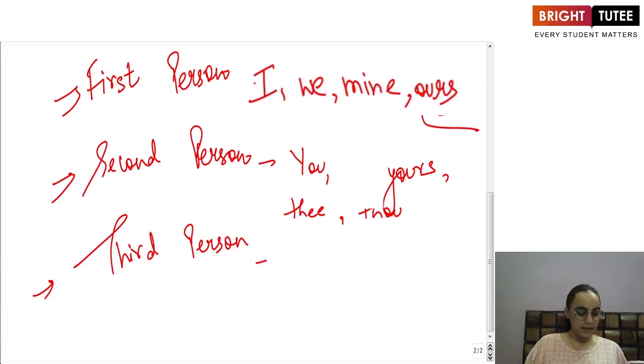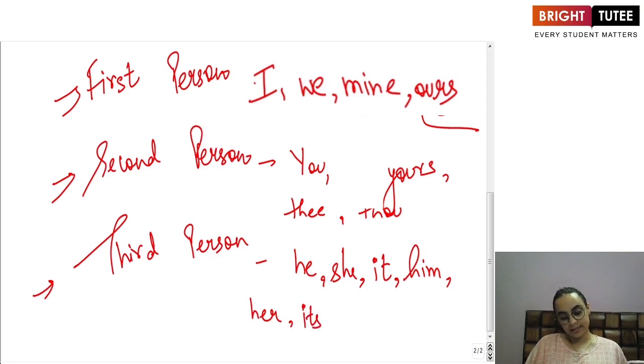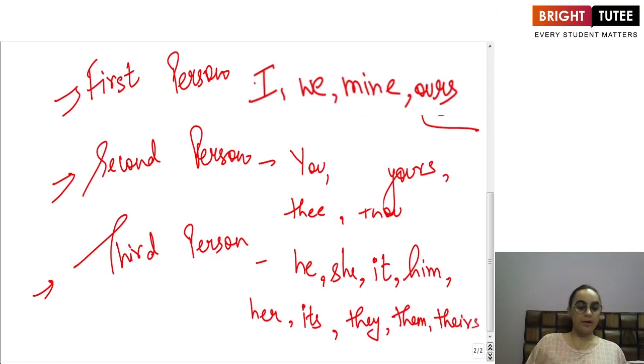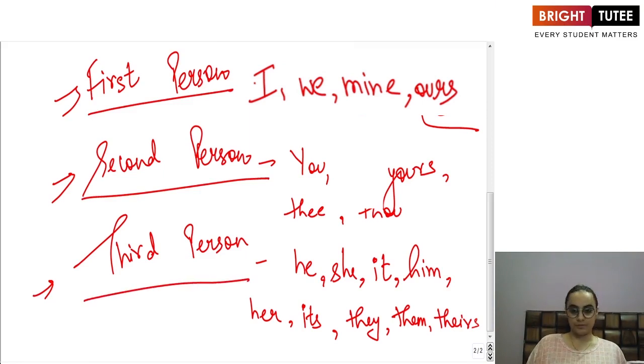So I and you can talk about him or he, she, it. We can talk about him, her, its. We can talk about they, them, and their. So these are my different types of personal pronouns. First person, second person, and the third person.